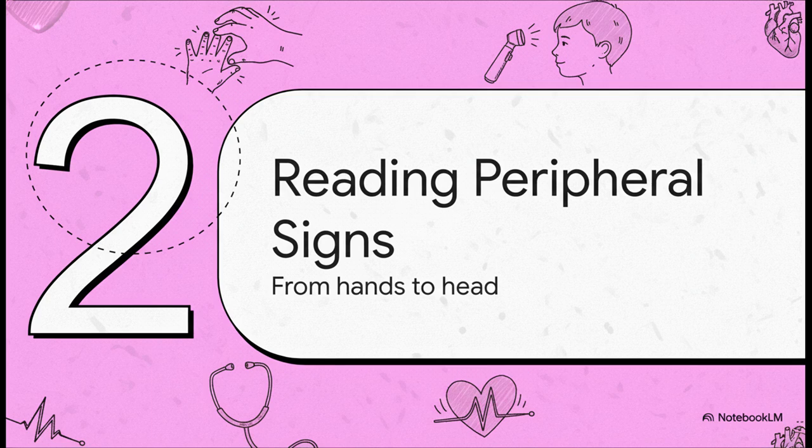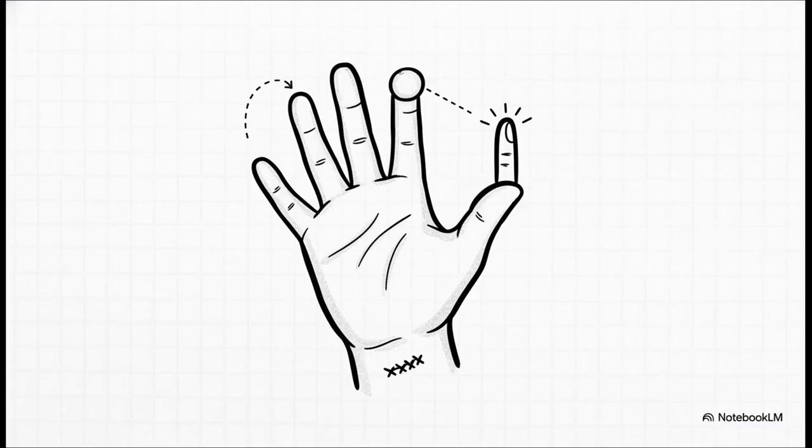Okay, so with our first impressions locked in, it's time for the hands-on part of the exam. We're going to start looking for peripheral signs, and we'll work our way logically from the hands up to the head. When it comes to the hands, it's all about efficiency. First, you're looking for clubbing in the fingernails. And here's a great tip. If the clubbing is really obvious, just skip the formal window test. It's not going to tell you anything new, and it just eats up time.